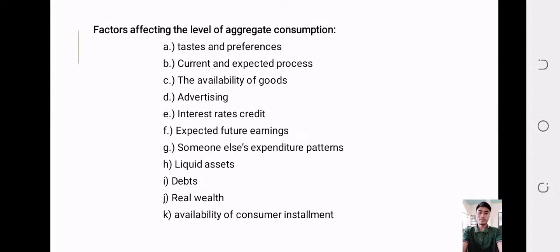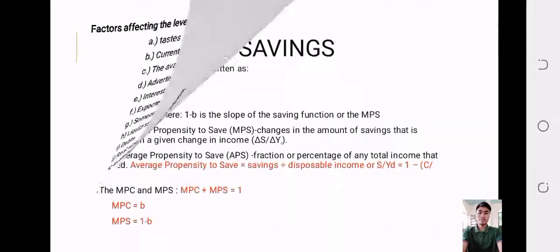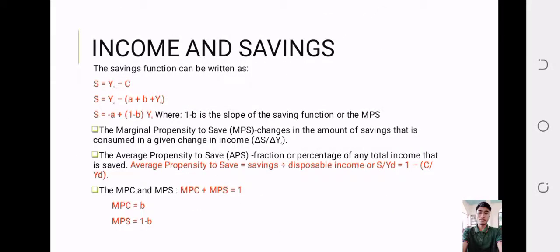Factors affecting the level of aggregate consumption: taste and preference, current and expected prices, the availability of goods, advertising, interest rate, credit, expected future earnings, someone else's expenditure patterns, liquid assets, debts, real wealth, availability of consumer installment, income, and savings.